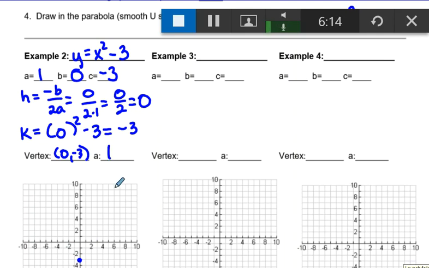And your a value is 1, which means no stretch. So figure out your other points. And I'm going to put up the other example we're going to do here.